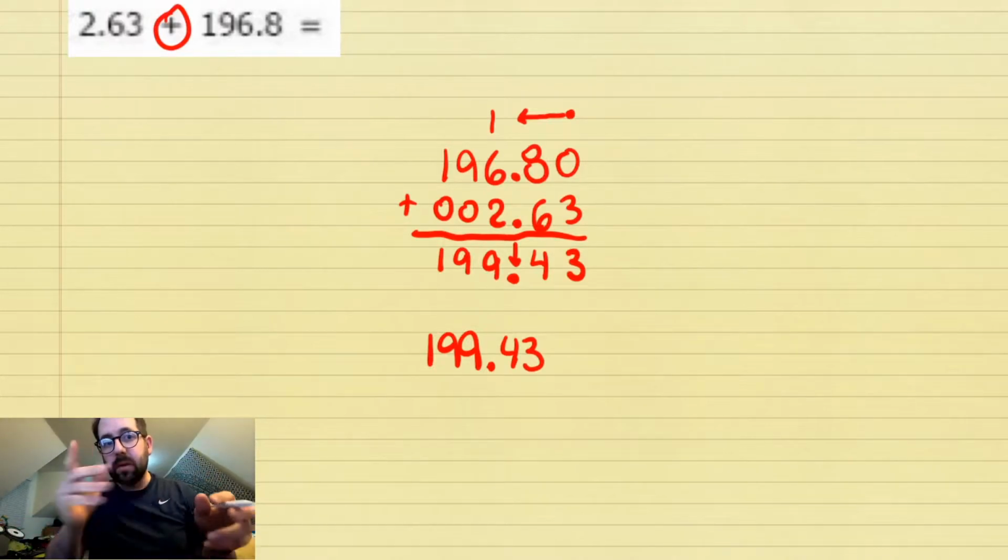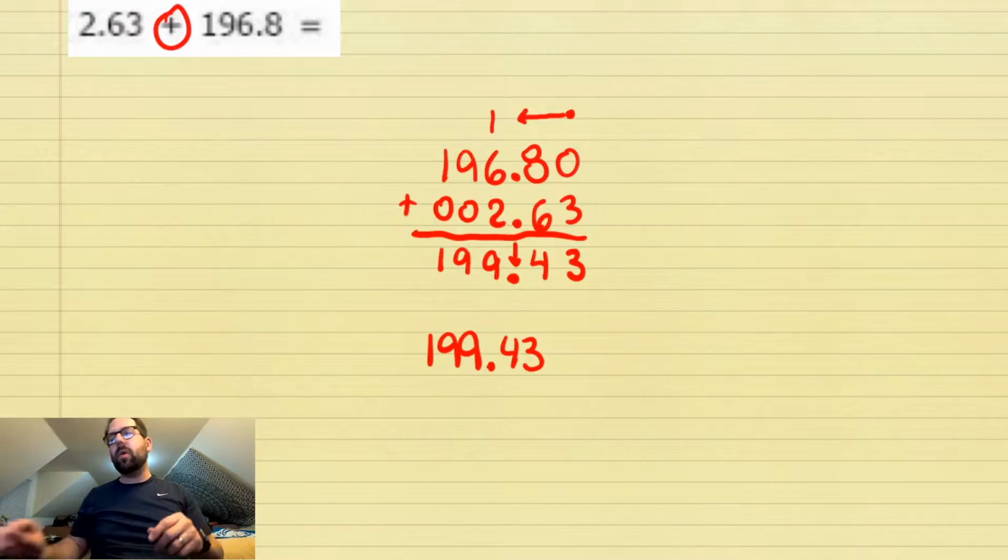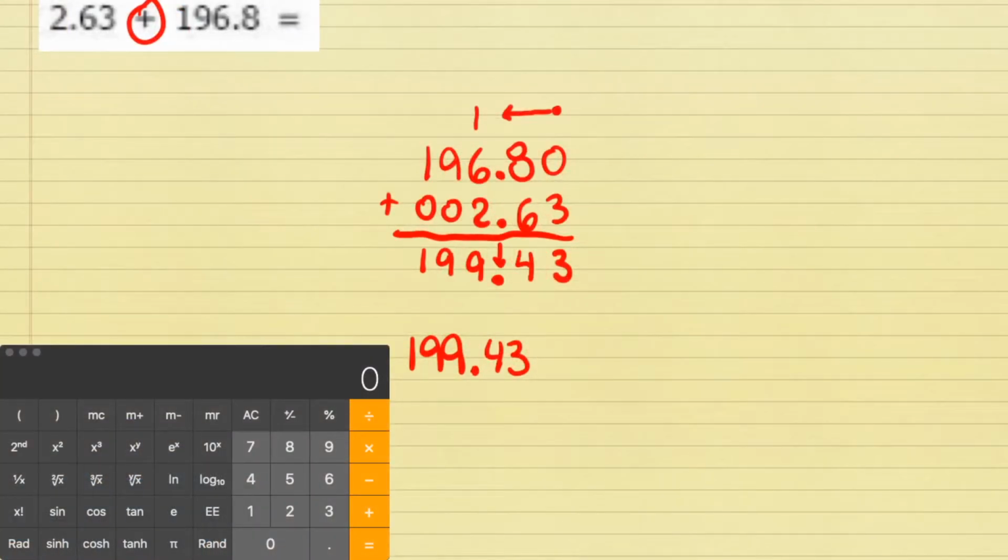Now, let's pull up the calculator and confirm that this is the answer. So, if I pull up my calculator here in front of you, let's take a look. Okay, so I'm going to type in my first number, 196.8. And I'm going to add to it, so I'm going to click the add button. I'm going to click 2.63. Hit equals, 199.43, which you can see right on my screen.